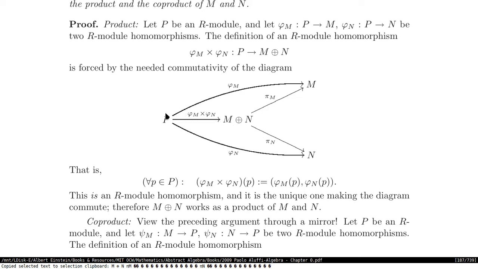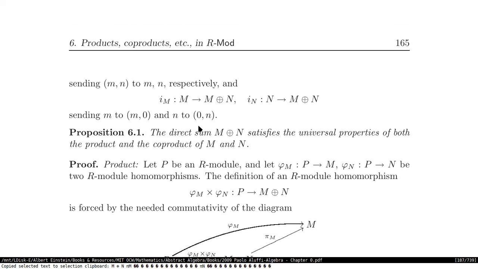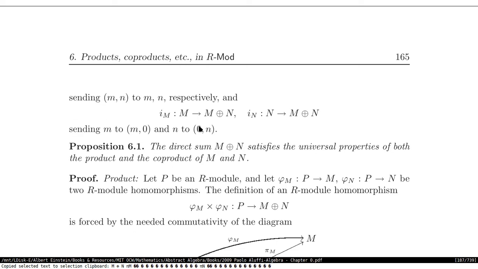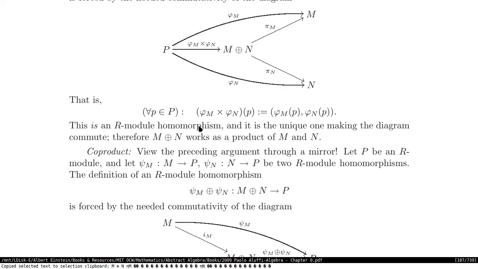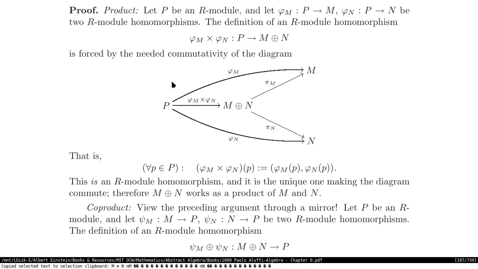And this P is an R-module, which is like the product of this. Essentially, you have this phi_M cross phi_N going from this R-module to this direct sum. And then you have the injections. No, they're still projections, right? Yeah. Oh, wait. Products use the projections and the co-products use the injections. Right. So phi_M takes you from P to M, phi_N takes you from P to N, and you have this unique homomorphism between here.